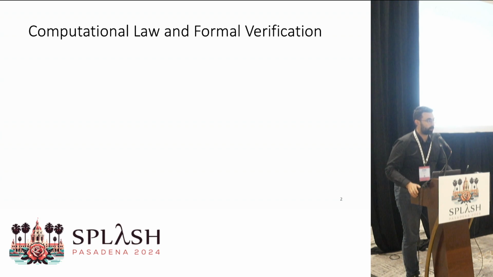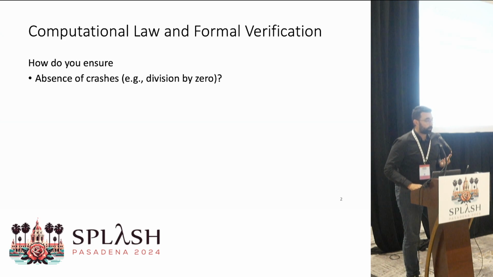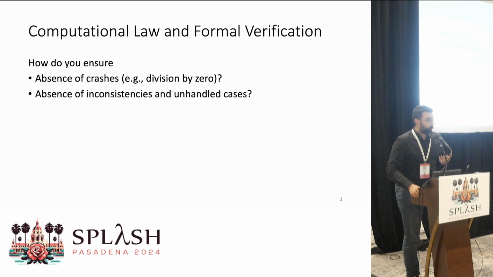To give you a bit of context, let's consider some computer implementation of a computational law. Think, for instance, of something that computes your taxes, or determines whether you're eligible for social benefits. So you have this program. The question is, how do you ensure, first of all, that the program itself doesn't crash? For instance, that you're not going to have any division by zero during the execution of your program. How do you ensure that the law it implements doesn't have any inconsistencies or unhandled cases which might prevent it from being applied in some cases?